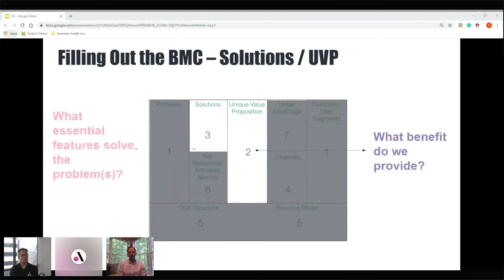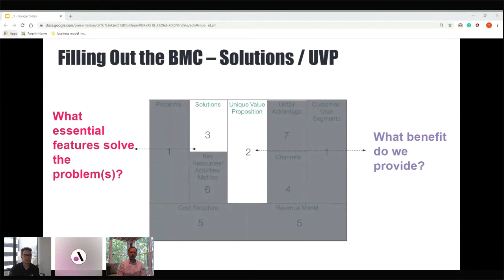Now let's talk about solutions. The solution obviously is what you're coming in here and building. It's the essential features that solve the problem. Some other considerations around that are, what's the minimal set of features and benefits that customers will pay for? Think about what your final product vision will happen to be.